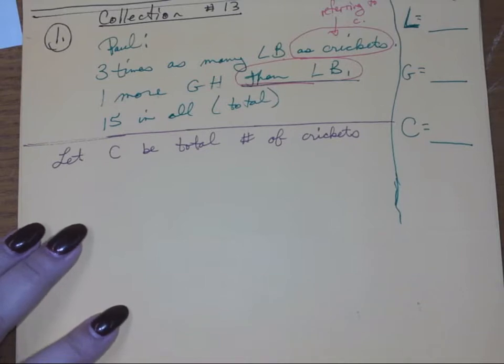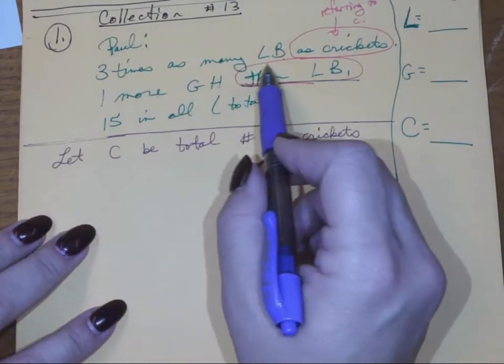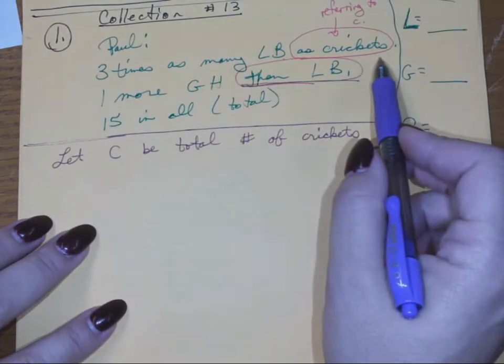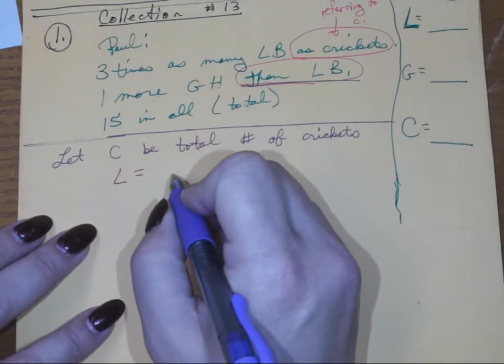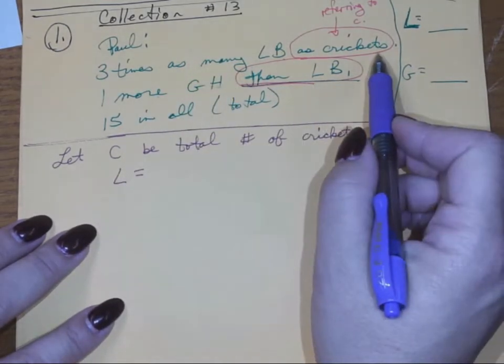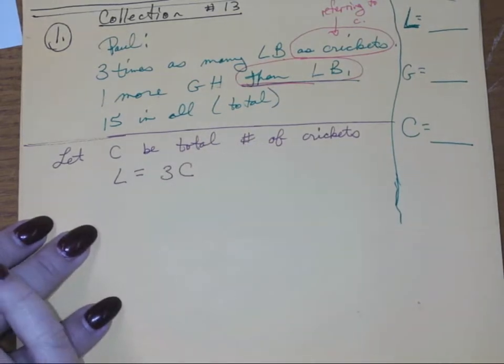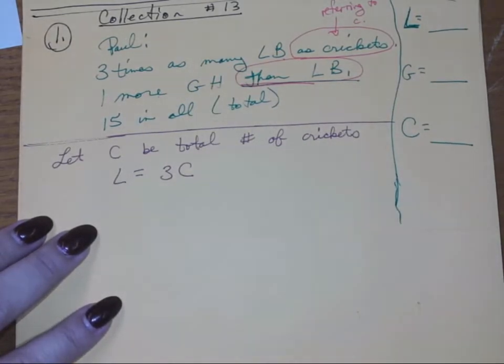The correct number. Okay, so if C is the number of crickets, then how can I come up with ladybugs? There are 3 times as many ladybugs as crickets. So L better be what? 3 times as many as crickets. So 3C. Does everybody agree with that? Okay. So then I know, hang on, but grasshoppers, that's going to be my G here.